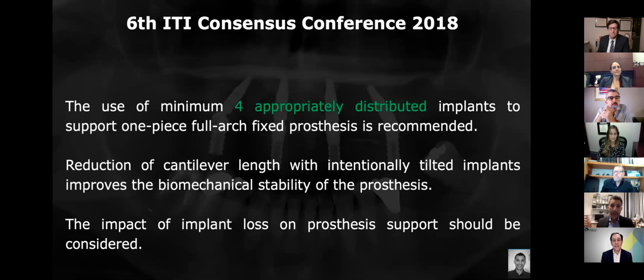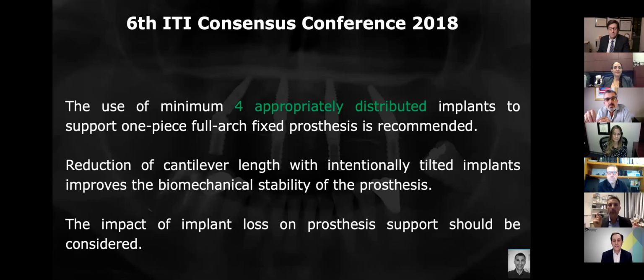The recent 6th ITI consensus conference, as I mentioned, came up also with clinical guidelines for clinicians. And that was based on all the available evidence, coupled with expert clinicians' opinions that perform these procedures daily. And this is a sum up of the whole discussion that we have right now, that the use of a minimum of 4 implants, but appropriately distributed to support the one-piece full arch prosthesis, is recommended. And we tilt implants distally, intentionally, to improve the biomechanical stability of the prosthesis and reduce the cantilevers that we know are directly related with technical complications.